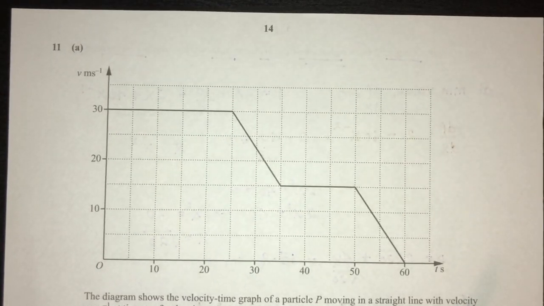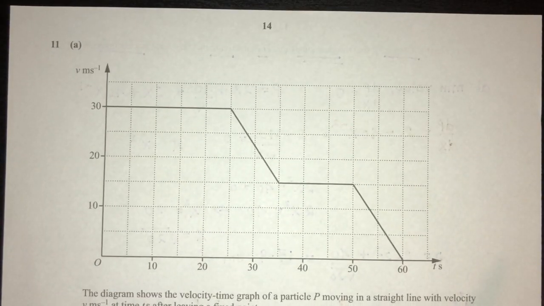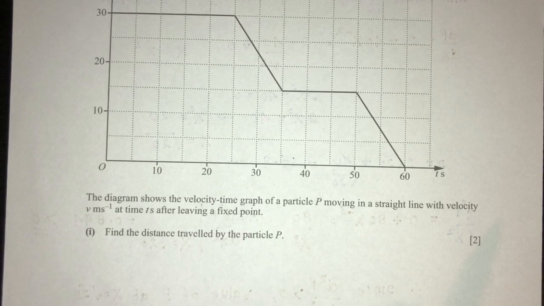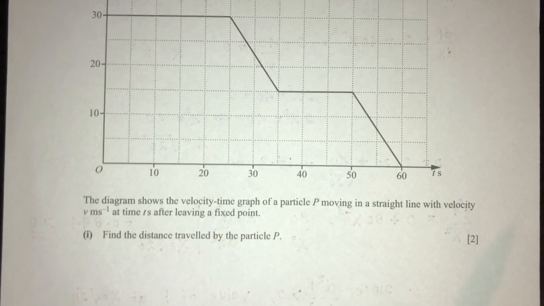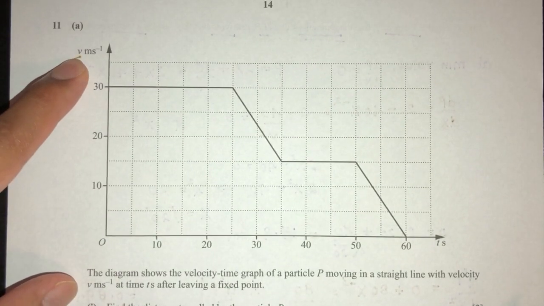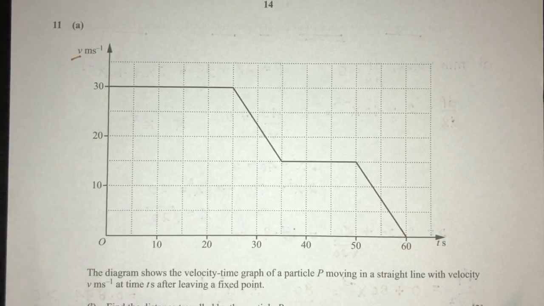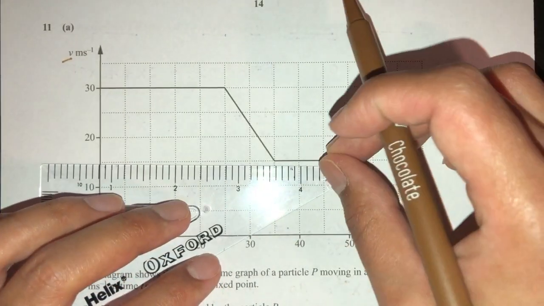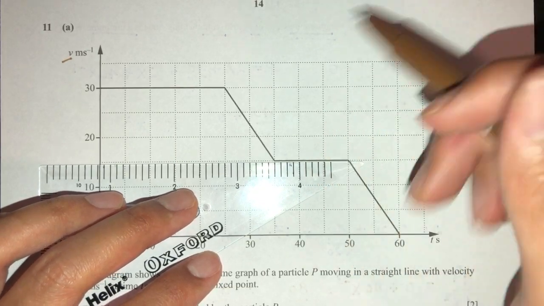Now let's move on to question number 11. So here we have a graph. It is a speed time graph or velocity time graph, as you can see. Part 1 is to find the distance traveled by the particle. Whenever you have a velocity time graph, distance travel is equal to area under the graph. In this case, we have to break this down into two parts.